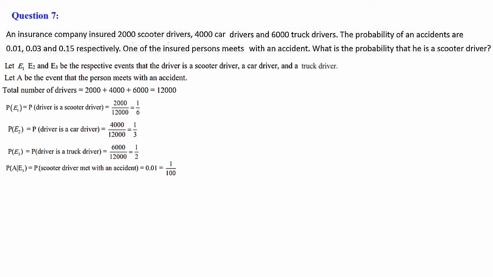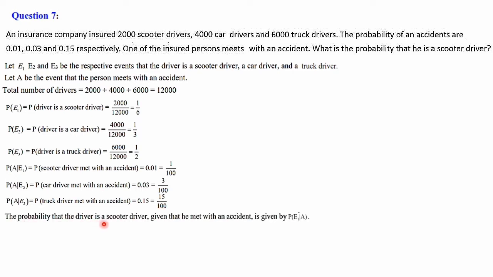Next is 0.03, that is P of A given E2: the car driver meets with an accident. The probability of a car driver meeting with an accident is 0.03. Here A is already defined as a person meeting with an accident, given the E2 category, he is a car driver. So P of A given E2 is 3 divided by 100 in fraction form. Next is P of A given E3: the truck driver meeting with an accident is 0.15. As a fraction, that is 15 by 100.